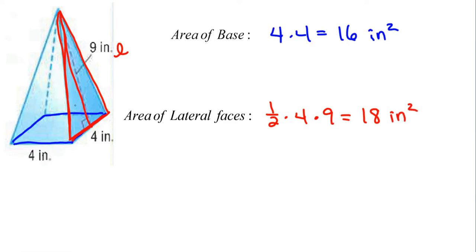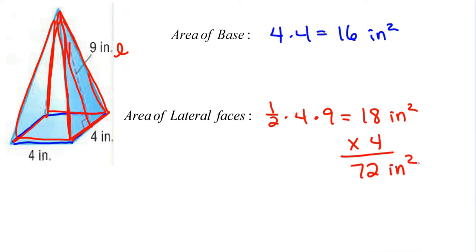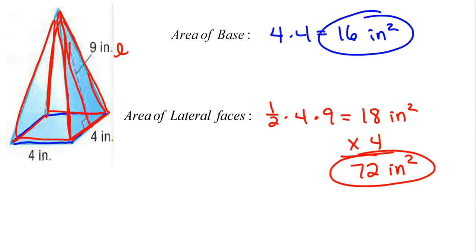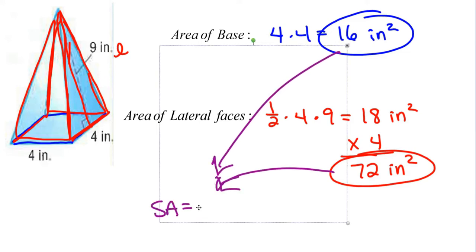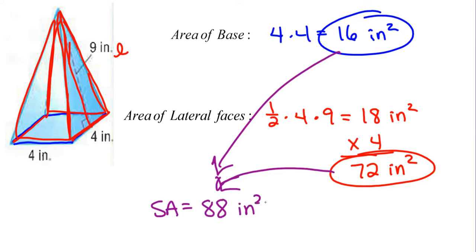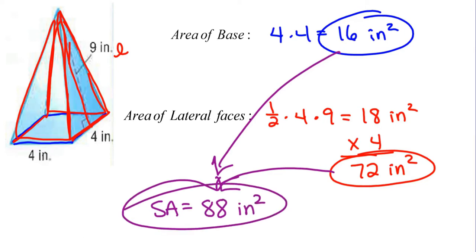And again, there are 1, 2, 3, 4 of those. Since we're wrapping that around a square, there's going to be 4 triangles, and 18 times 4 is 72 square inches. So that's the lateral face area, and that's the base area. And then I'm going to add those together to get my total surface area. And the surface area of this pyramid is going to be 88 square inches. That's the surface area of my pyramid.